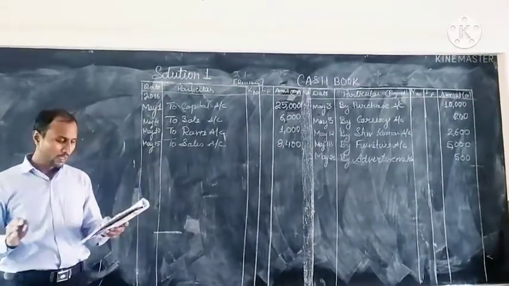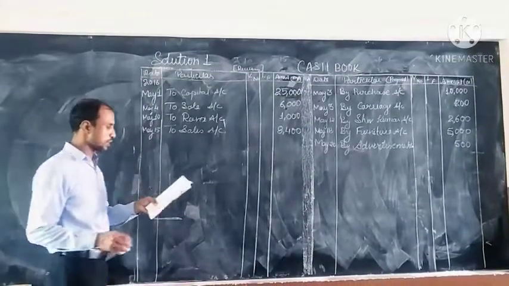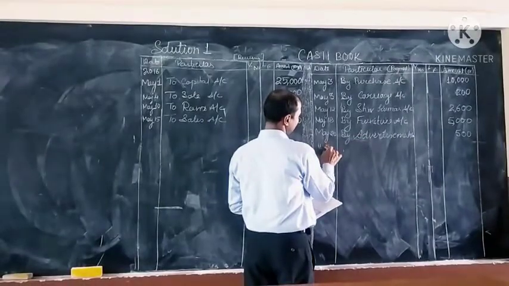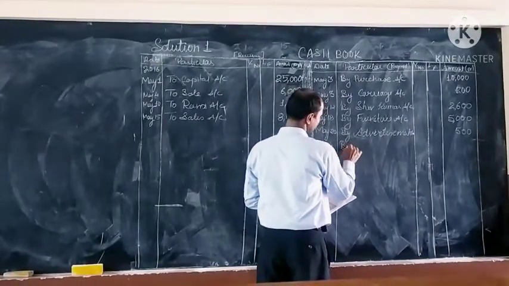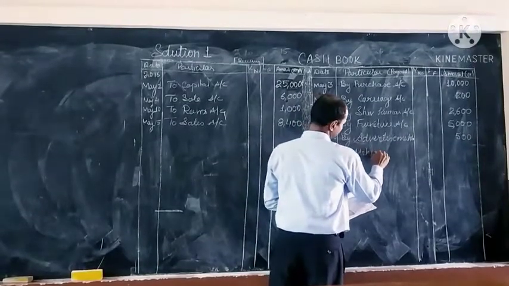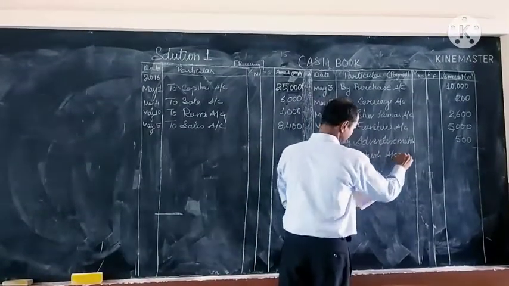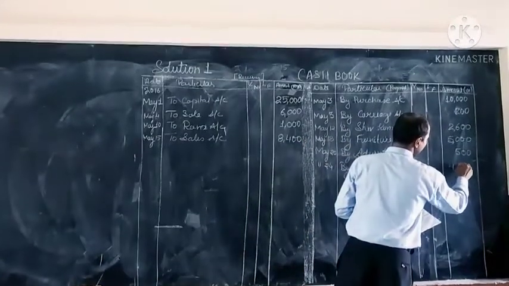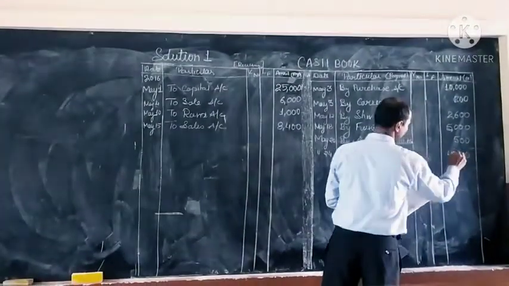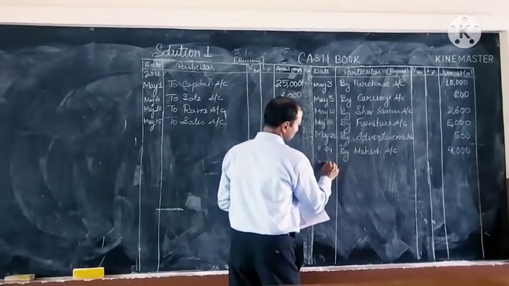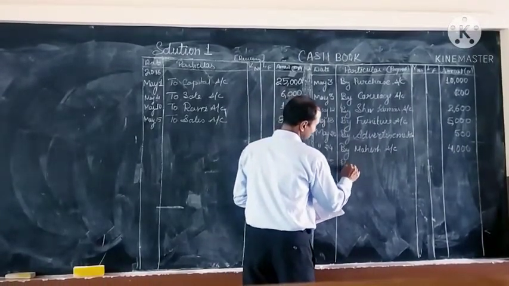It is clear. Now the next entry, we will say paid to Mahesh on 24. We will write here only 24. By Mahesh account. How much is it? 4,000. So it is your 4,000. Mahesh 4,000. Then paid wages, again it is on 25.